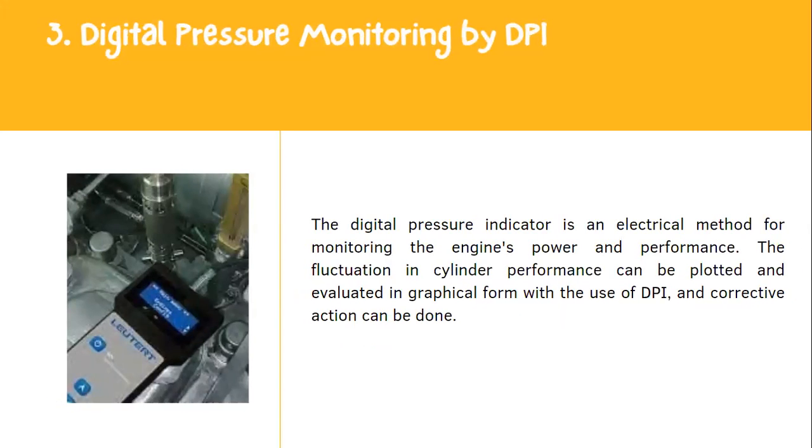Three, digital pressure monitoring by DPI. The digital pressure indicator is an electrical method for monitoring the engine's power and performance. The fluctuation in cylinder performance can be plotted and evaluated in graphical form with the use of DPI, and corrective action can be done.